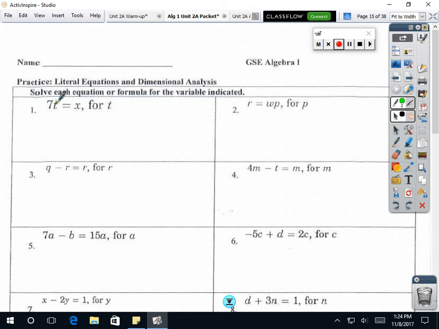Well, to solve for t means to get t by itself, so what needs to go away from it? Since it's being multiplied by 7, yes, you divide by 7. Whatever you do to one side, you go across the equal sign and do it again. On the left, 7 divided by 7 is 1, and you can just cross it out because we don't have to write a 1 beside the t. It's understood. On the right side, it's just x over 7, and that is your final answer.